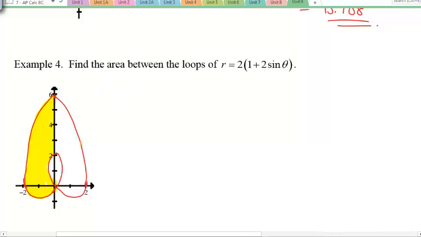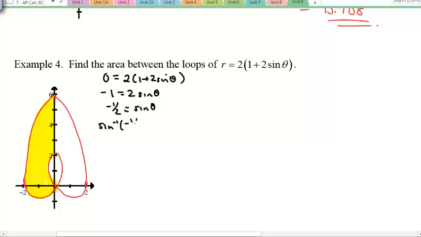I'm looking at the key point where r equals 0, so let's make r equal 0, and we'll solve, which really means 1 plus 2 sine theta equals 0, which means -1 equals 2 sine theta, which means sine theta equals -1/2, which means the inverse sine of 1/2 is pi/6. This is negative, so it's in quadrants 3, 7 pi/6, and 4, 11 pi/6. Okay.